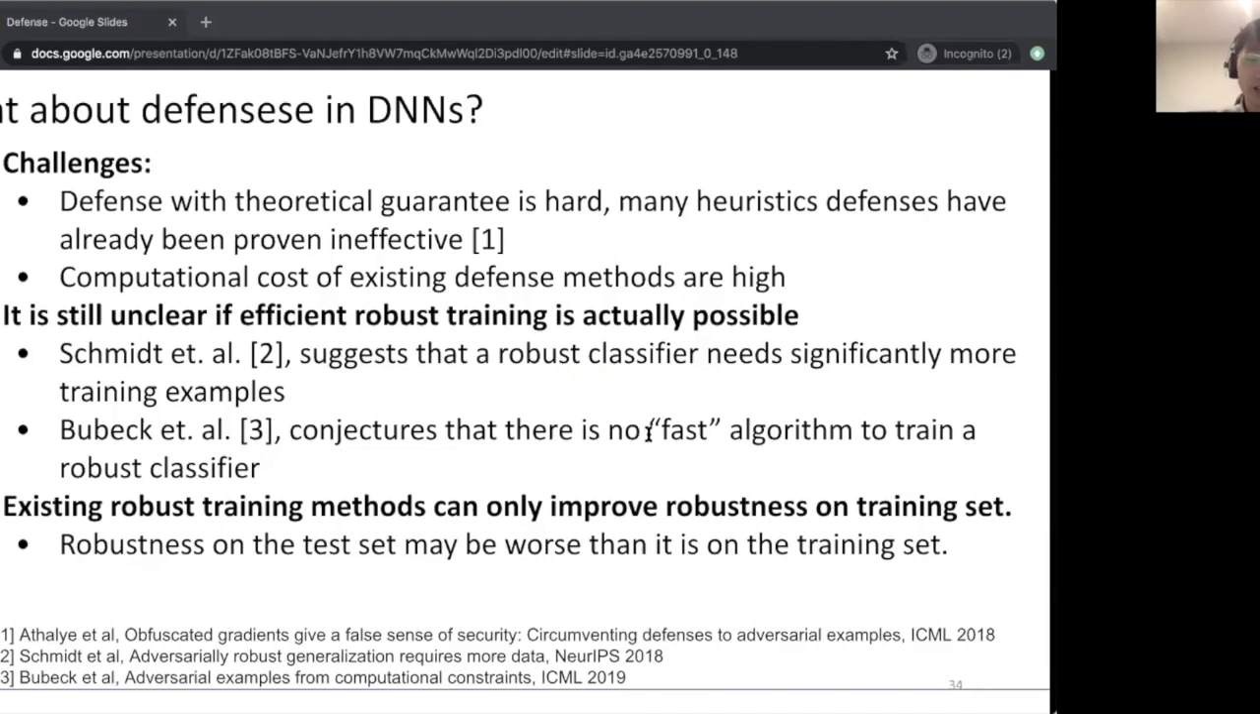It's actually unclear whether an efficient robust training method is possible or not. There are some existing works suggesting that training a robust deep learning model may require more training examples or more computation time. Finally, existing robust training methods can only improve robustness on the training set, and the performance may be worse on the test set.